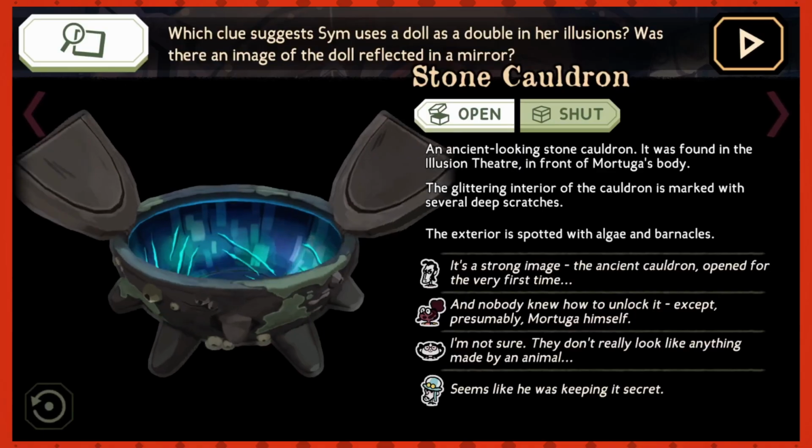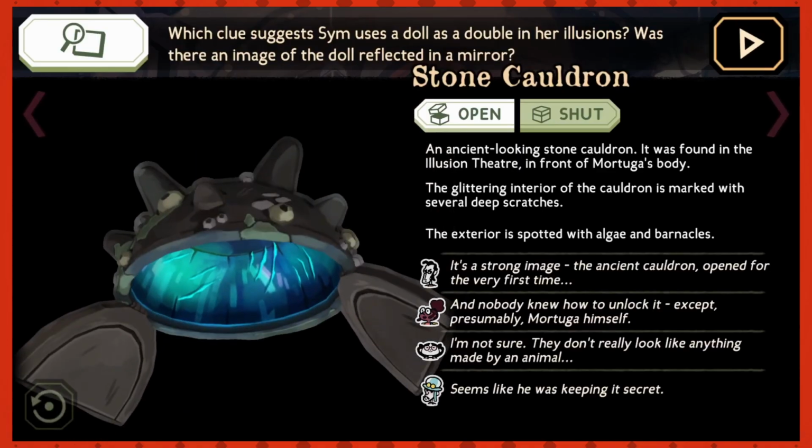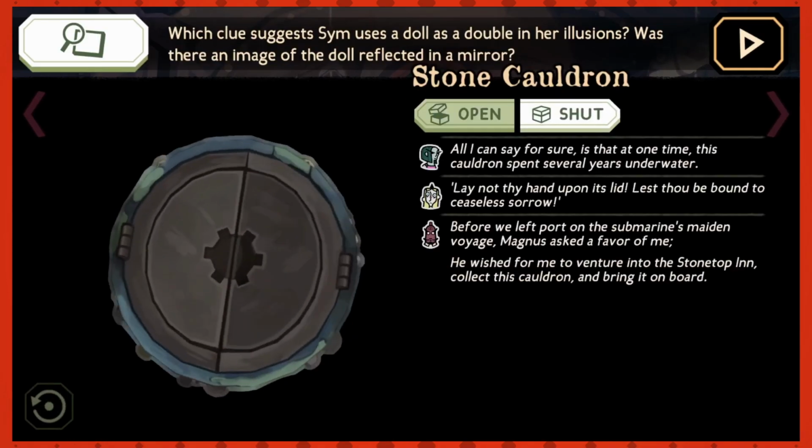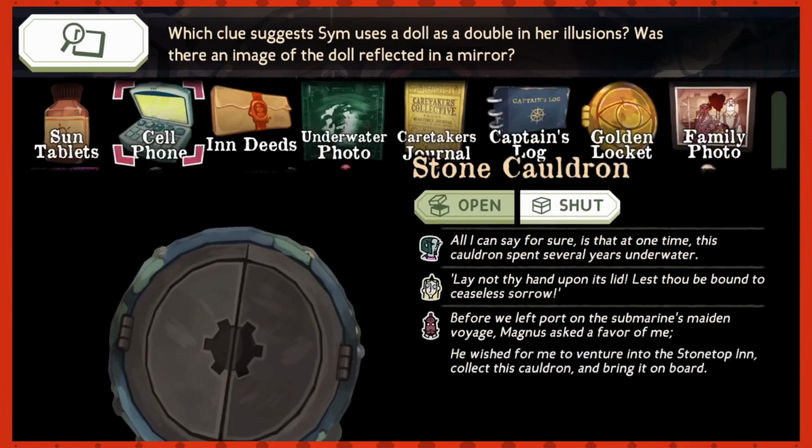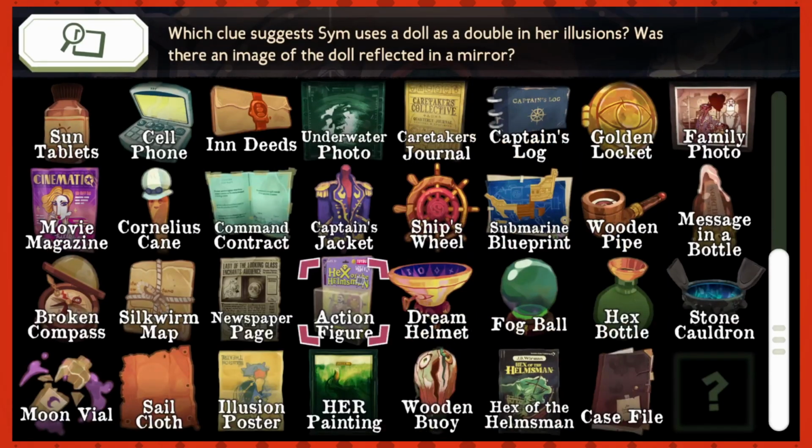Found the illusion theater. The glittering interior is marked with several deep scratches. The exterior is... What are you talking about now? That makes no sense. What mirror?